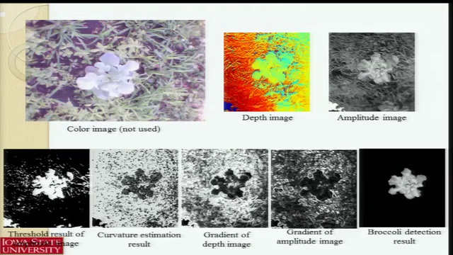So here is the example. We have a broccoli, and then you have a bunch of weeds around it. This is the depth image, and this is the amplitude image. Now we are trying to develop different pieces of the algorithm that would allow us to extract different types of features. So we said curvature, gradient, and the strength of the reflectance. Then we merge them together to create a classifier. That would allow us to segment the broccoli plant from the background.